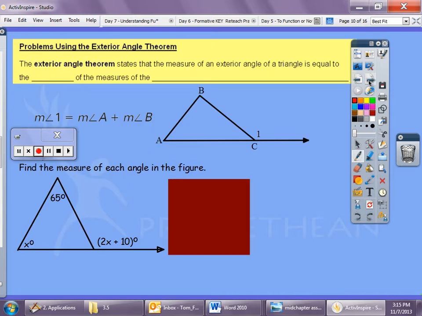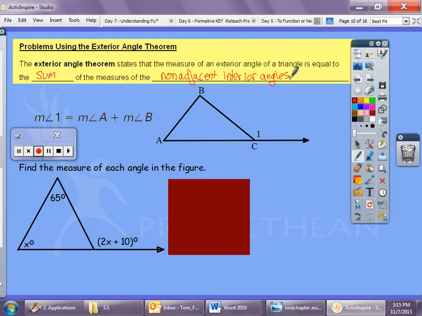If we look at the back, it says the exterior angle theorem states that the measure of an exterior angle of a triangle is equal to the sum of the measures of the non-adjacent interior angles.